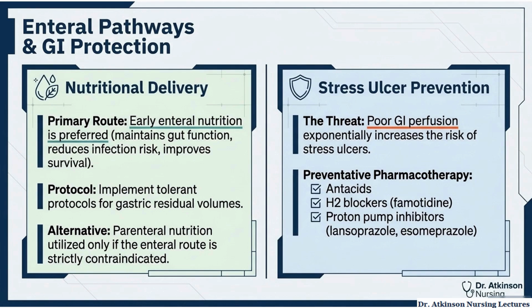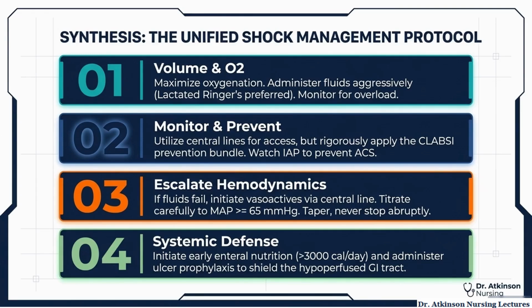On the GI protection side, poor perfusion to the gut during shock dramatically raises the risk of stress ulcers. You prevent this pharmacologically, antacids, H2 blockers like famotidine, or proton pump inhibitors like lansoprazole or esomeprazole. Every shocked patient gets GI prophylaxis. This closing synthesis is your clinical checklist. 4 steps in order. Step 1. Volume and O2. Maximize oxygenation. Run fluids aggressively with lactated ringers as your preferred crystalloid, and watch relentlessly for overload.